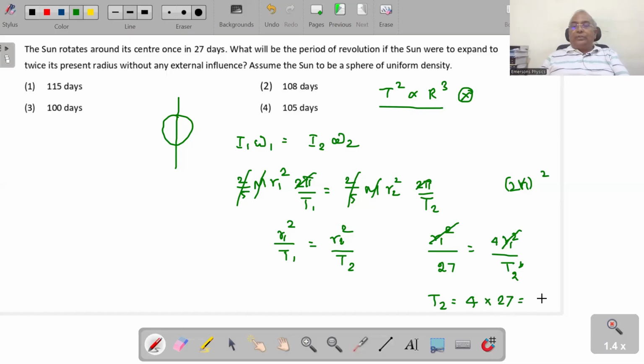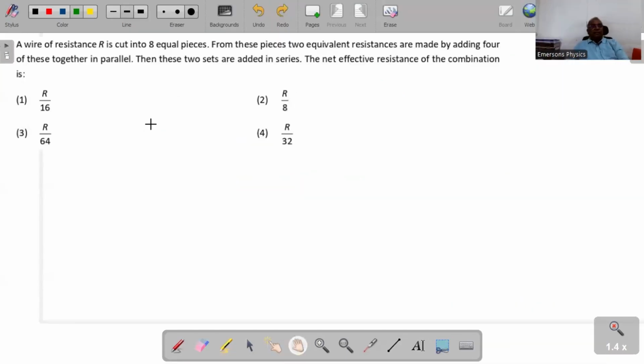So 4 into 27, 108 days is the correct answer. So we should be very clear in the formula. Only it should be used for revolving. If an object is revolving around another object, in the case of space, we can apply Kepler's third law.